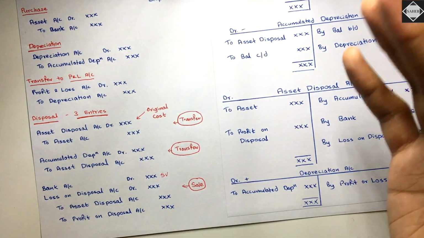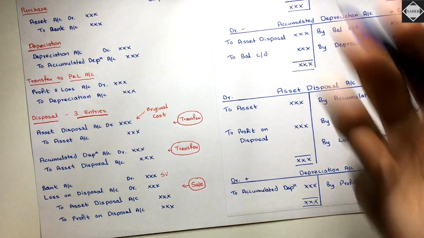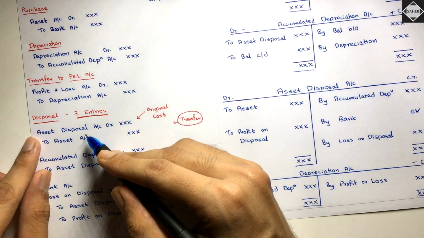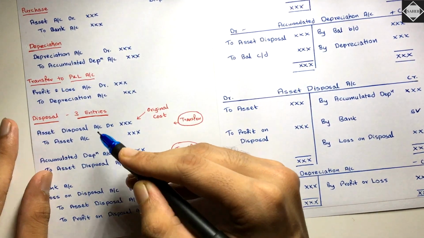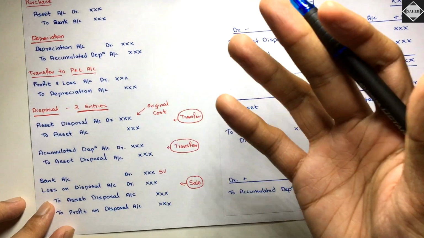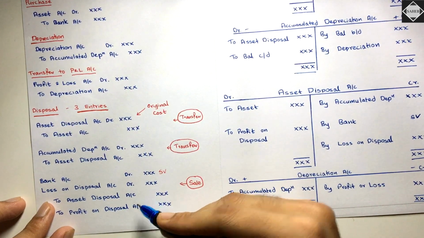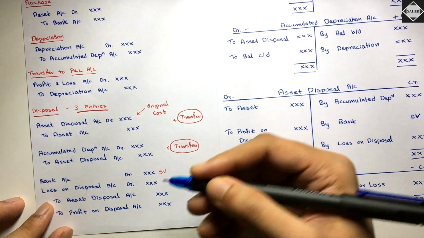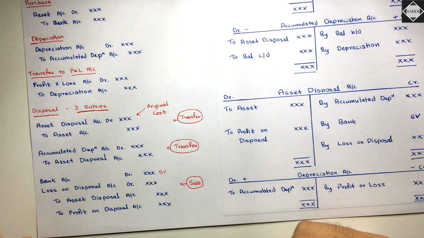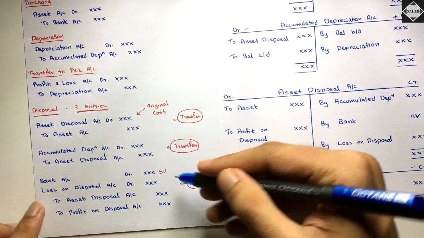You have sold off the asset now, so you have to close the asset disposal also. Asset disposal you have to decrease. So how will you decrease? First, it came into existence by a debit, so it has a debit balance. Now you have to kill it off, finish off the asset disposal because you have sold, so asset disposal needs to be credited.